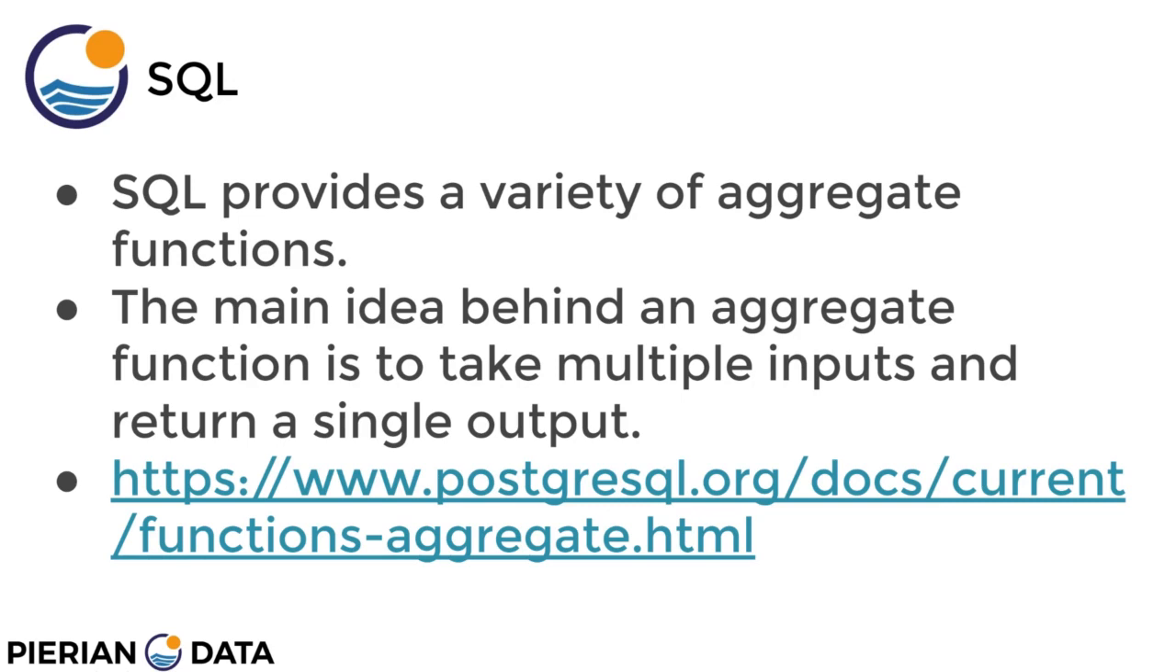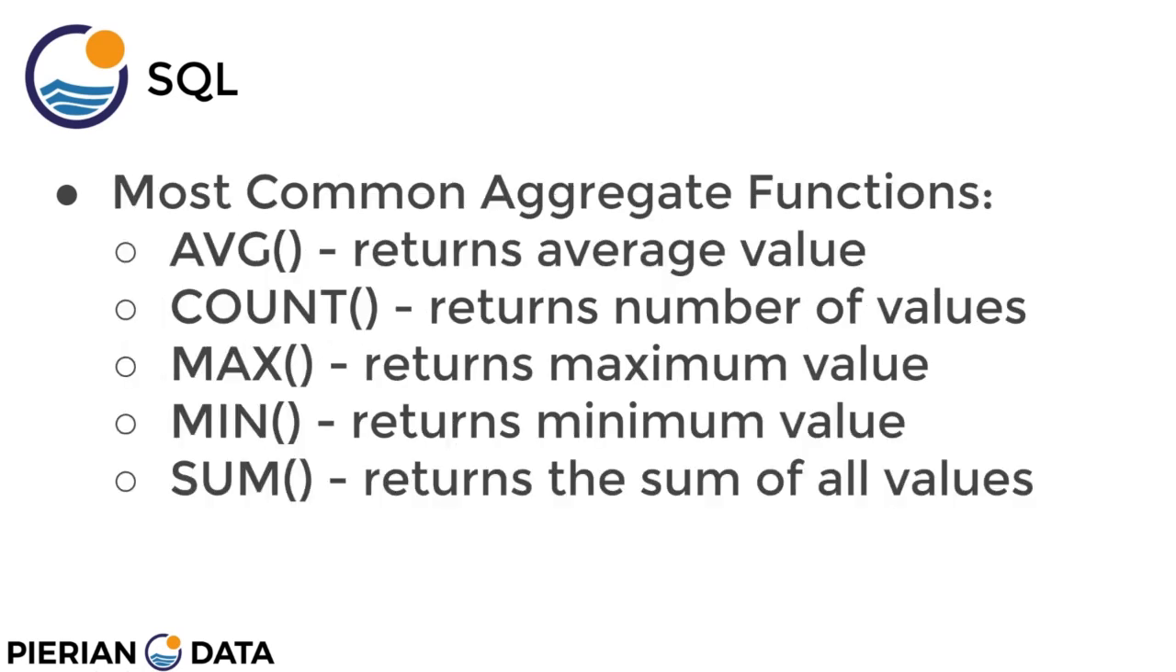Now, PostgreSQL provides many different types of aggregate functions, and you can check out the link in this slide in order to go to the official documentation page, but we're just going to discuss the most common aggregation functions in this particular lecture. The most common aggregate functions are average, which returns the average value or mean value. There's count, which we're actually already familiar with, it returns the number of values or rows returned. Then there's max and min, which return maximum and minimum respectively. And then there's sum, which returns the sum of all the values, so it adds everything up in that particular column.